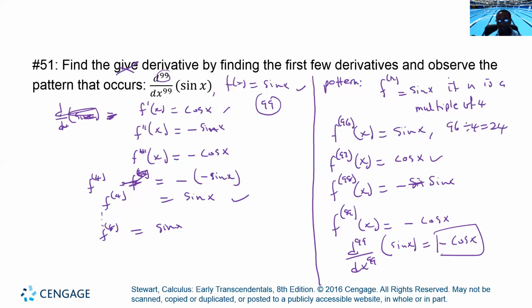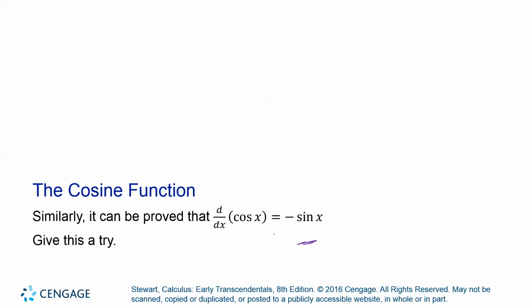So that should be it for that question. You don't need to differentiate 99 times. You take a few of them, look for a pattern, and then generalize. Okay, all right, we will use this. So differentiate the cosine, you get negative of sine. I want to find the proof of that, so I want to prove this.